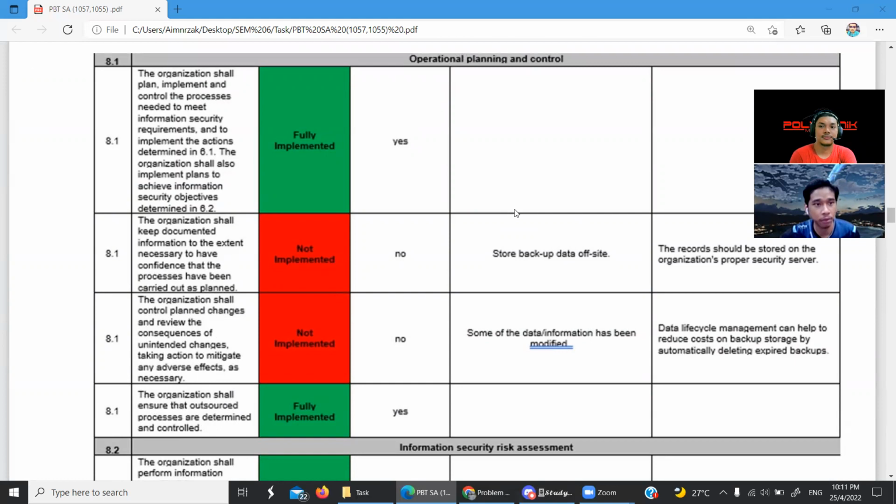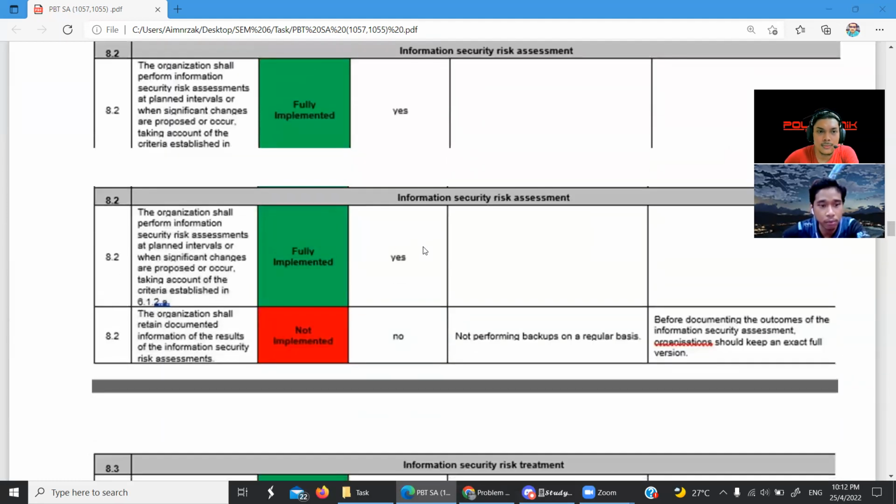So starting from 8.1, which is operational planning and control. So for 8.1 and another 8.1 is fully implemented, and it has two not implemented. So the status, that's it. And for 8.2, information security risk assessment, which has two fully implemented and one not implemented.